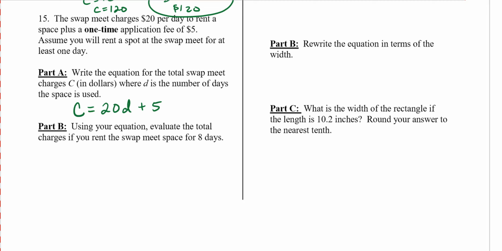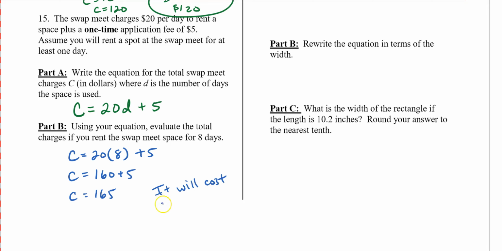Part B, use your equation to evaluate the total charges if you rent the Swap Meet space for 8 days. So C is equal to 20 times 8 plus 5, so that's 160 plus 5, so that's $165. It will cost $165.